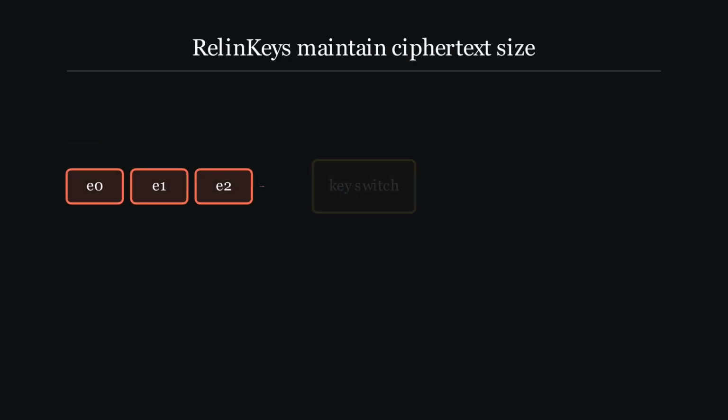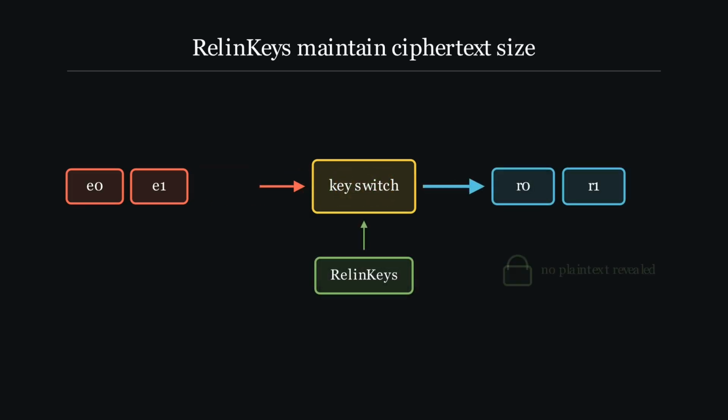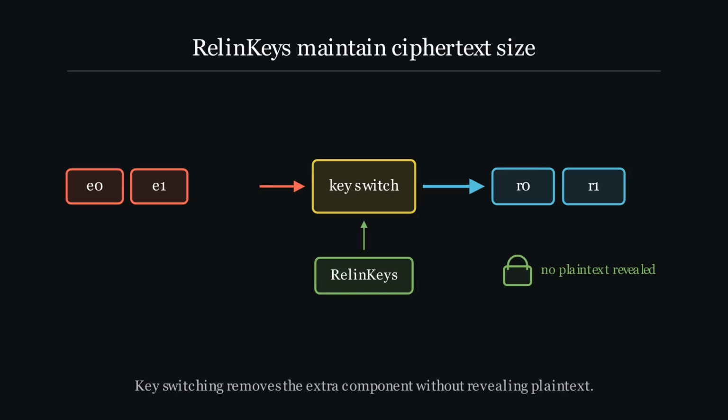Relinearization keys support maintenance after ciphertext multiplication. The enlarged ciphertext begins with three components, E0, E1, and E2. It enters a key-switching block while real keys arrive through a separate green path. The extra component is absorbed, and the output returns to R0 and R1. The closed lock underneath shows that the result remains encrypted throughout the transformation.